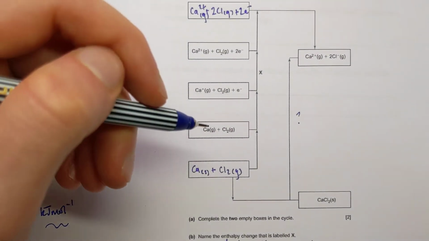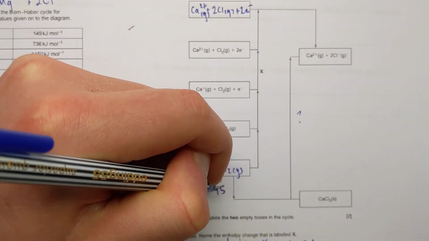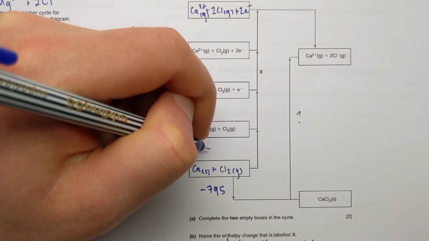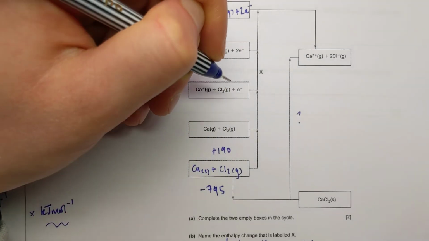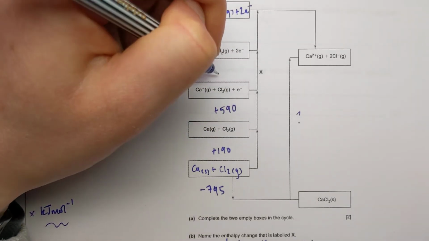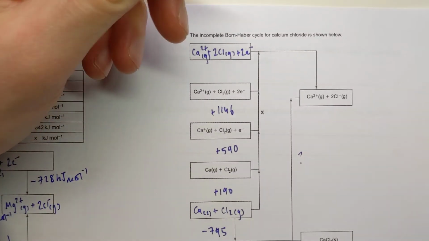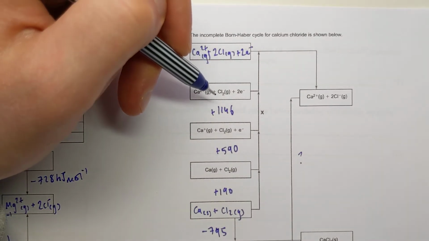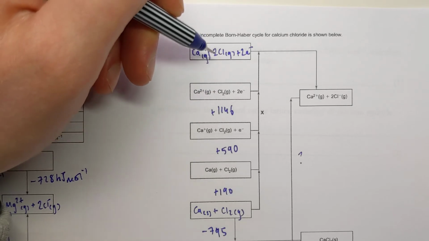If I look down the bottom of my table, the enthalpy of formation is minus 795. The enthalpy of atomization of calcium is plus 190. First ionization energy is plus 590. Second ionization energy is plus 1146. Now this is always a bit, I have to be careful. This is, as we discussed before, going to be the bond dissociation enthalpy because it's 1 mole of bonds breaking to make 2 moles of atoms.